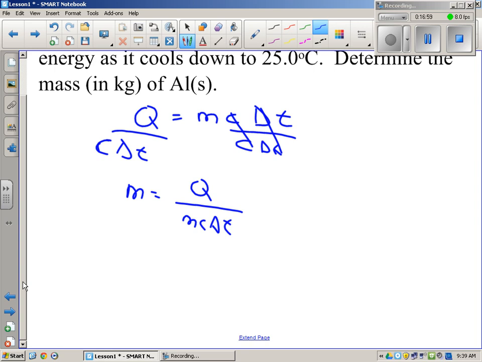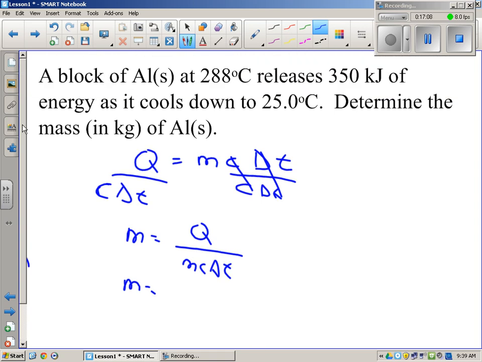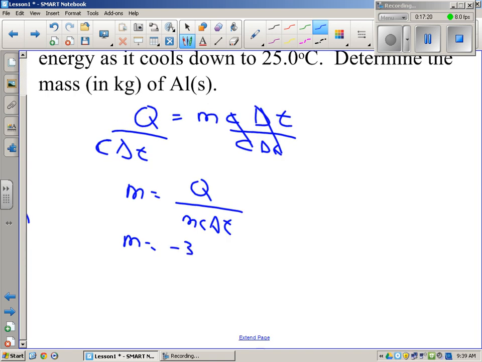Now, a couple things here. There's a couple key words that we need to look at here. First of all, Q. It says right here, it releases 350 kilojoules. So that means it's giving off energy. Well, if it's giving off energy, we're going to record that as a negative 350 kilojoules. Okay? And I'll show you, if you're ever confused about this, I'll show you another little hint here. So that has to be a negative 350 kilojoules because we're releasing that energy.